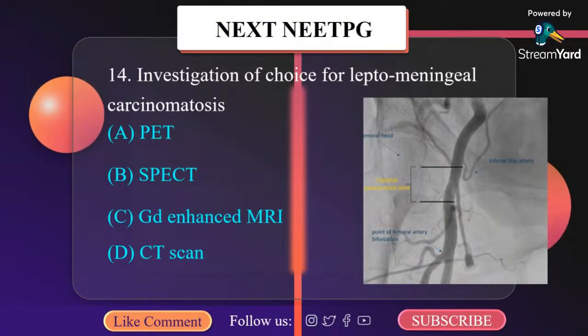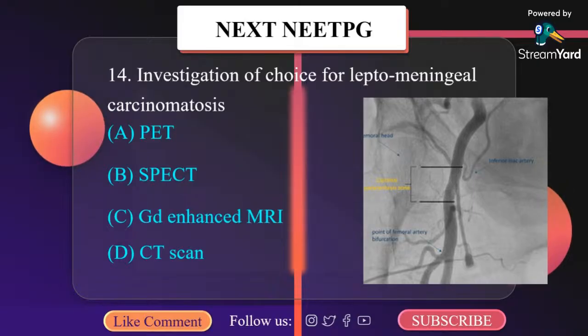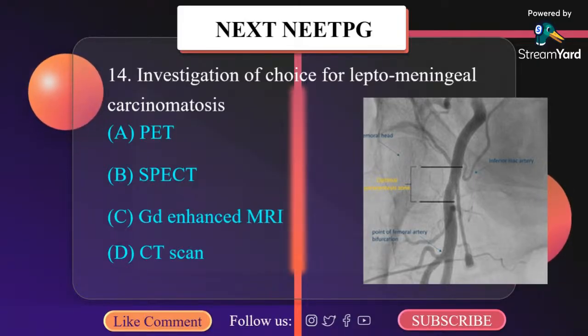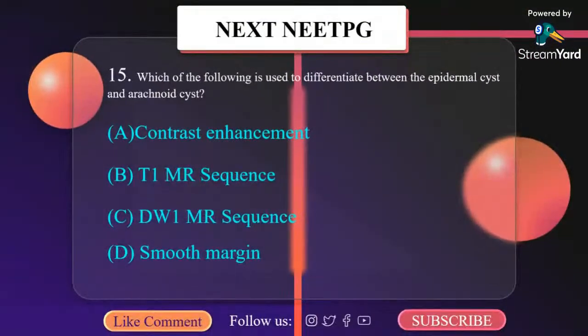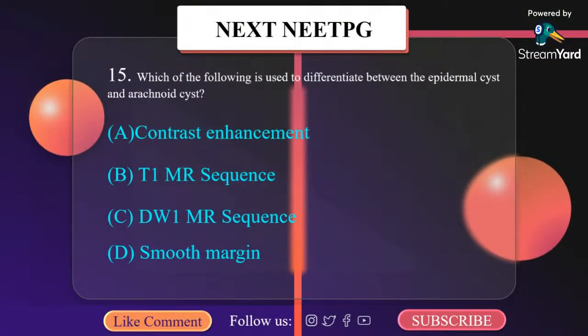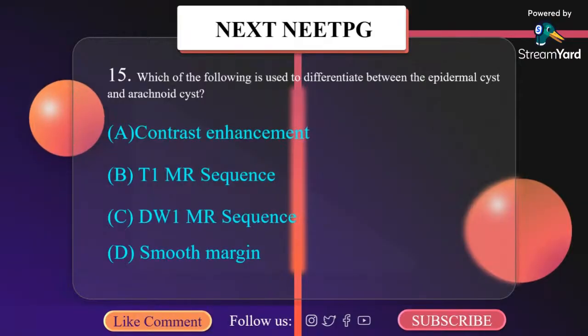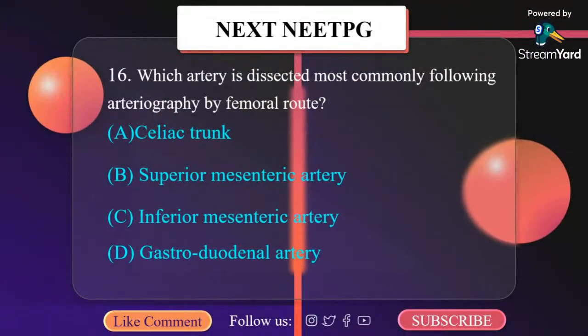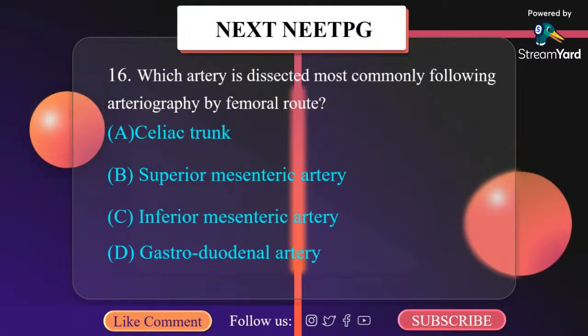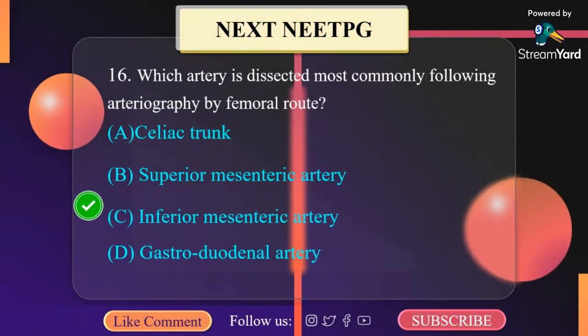Investigation of choice for leptomeningeal carcinomatosis is A. PET, B. SPECT, C. Gadolinium enhanced MRI, D. CT scan. It is gadolinium enhanced MRI. Which of the following is used to differentiate between epidermoid cyst and arachnoid cyst? It is DWI MR sequence. Which artery is dissected most commonly following arteriography by femoral route? It is the inferior mesenteric artery.